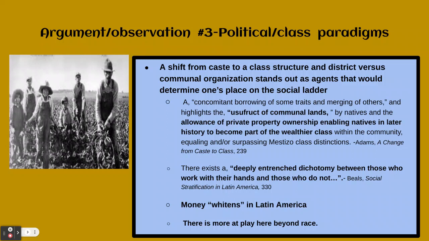And there seems to be also a deeply entrenched dichotomy between those who work with their hands and those who do not. I mention this point because I think it really brings to light the class paradigm and separation of class based upon manual to clerical or bureaucratic functions. That seems to really stand out in Latin America as a major distinction of where you stand on the social hierarchy. And there was a quote that I came across that really stands out as well, that money, quote unquote, whitens in Latin America. We see this over and over again. This was mentioned in the case of a study in Cuba that I read about. So clearly, there's a lot more than just race that's going on here.